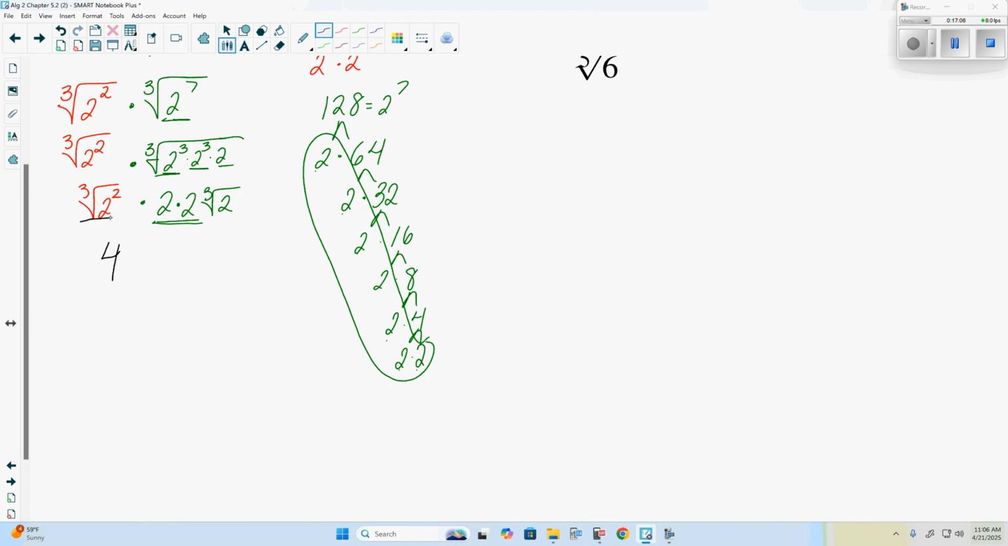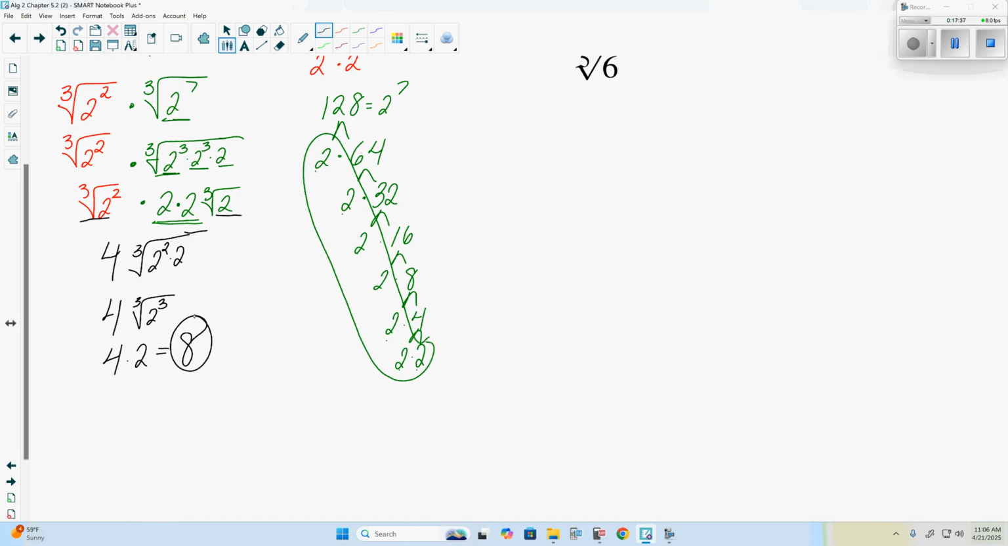Now we can also multiply our radicals, because the cubed root of 2 squared times 2, we have like radicals. The indexes are the same. We can multiply what's inside. And what that tells us now is that we have 4 times the cubed root of 2 cubed, because 2 squared times 2 is 2 to the 3rd. And the cubed root of 2 to the 3rd would be 2. 4 times 2 is 8.